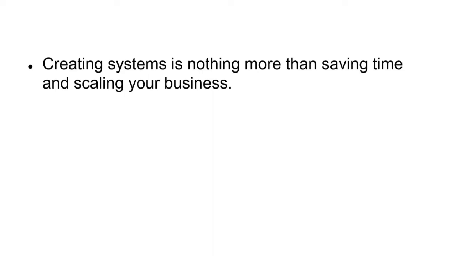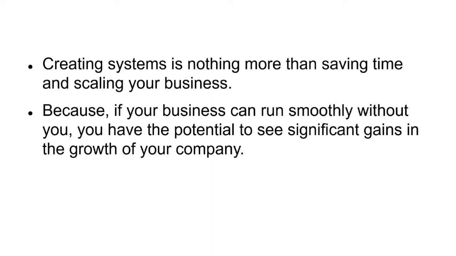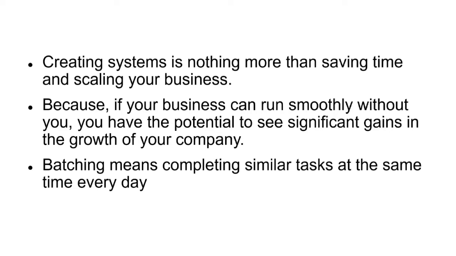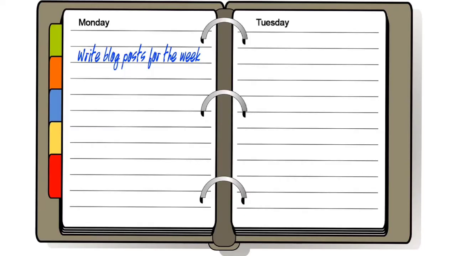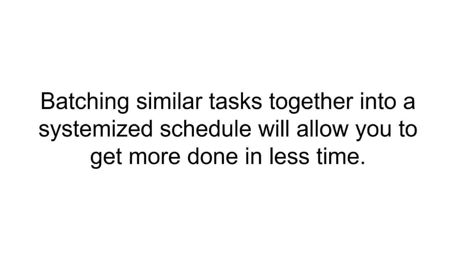Batch. Creating systems is nothing more than saving time and scaling your business. Because if your business can run smoothly without you, you have the potential to see significant gains in the growth of your company. Batching means completing similar tasks at the same time every day. For example, on Mondays, you may write all your blog posts for the week, while on Tuesdays you prepare and schedule your social media promotions. Batching similar tasks together into a systemized schedule will allow you to get more done in less time.